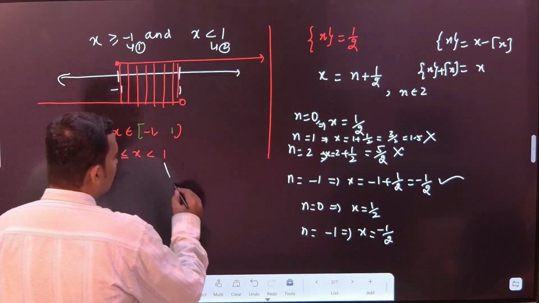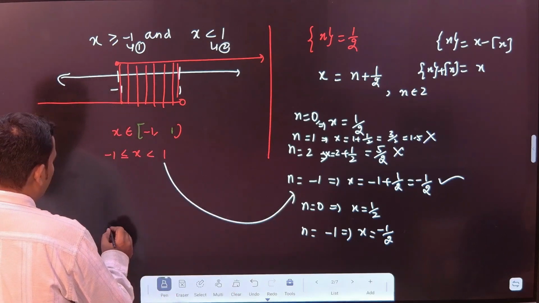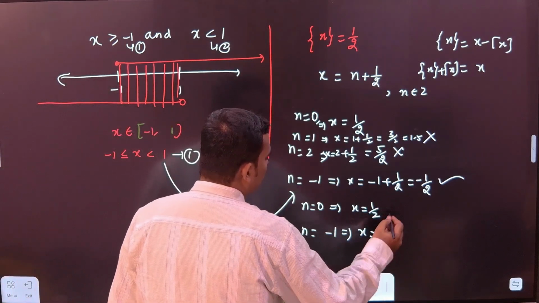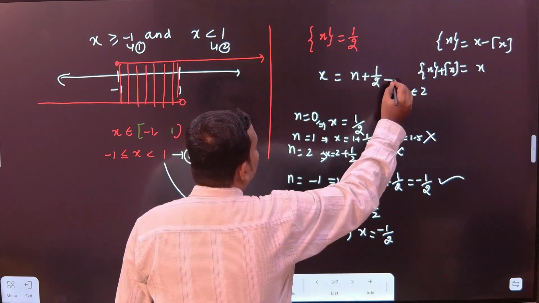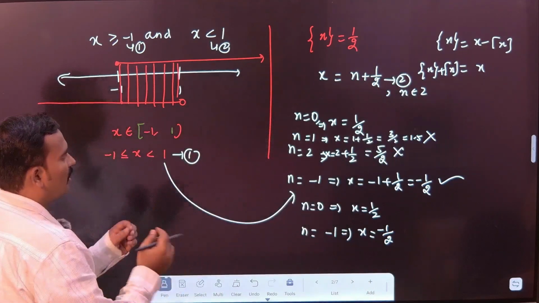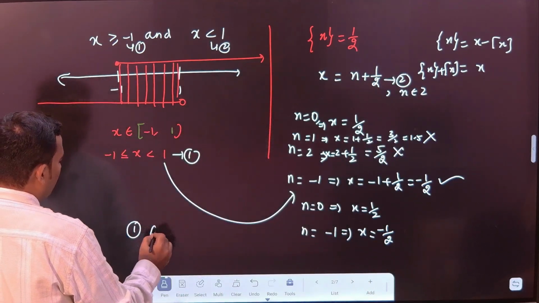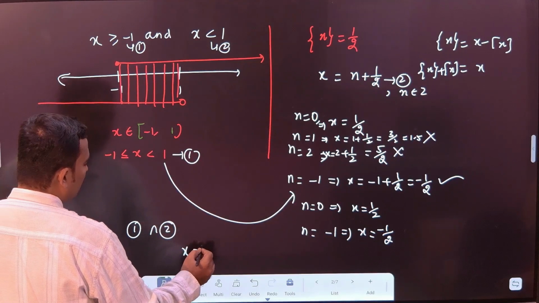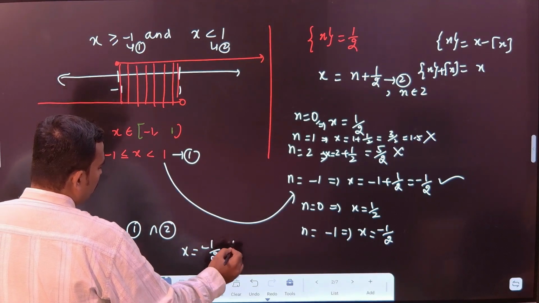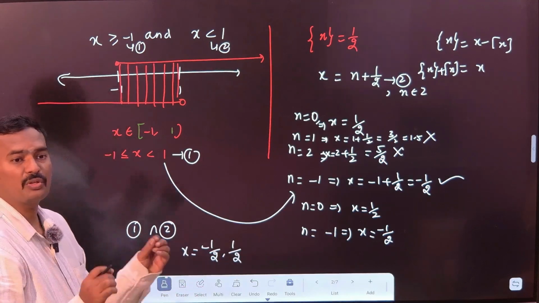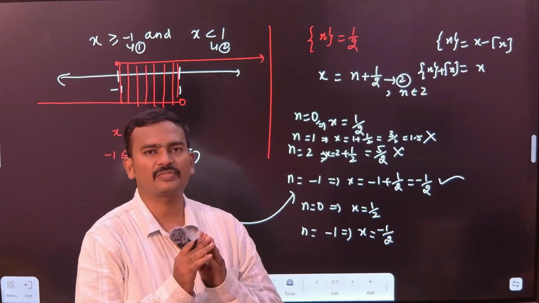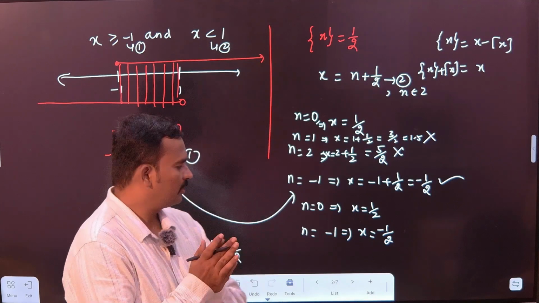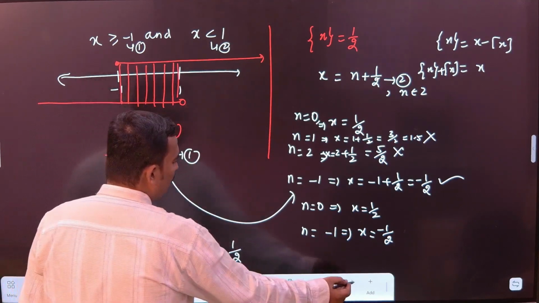You can see these two intersect. Let us take this is 1, this is 2. The intersection of 1 and 2 gives x values of -1 by 2 and +1 by 2. There are only two solutions possible that satisfy the inequalities, right? I hope everyone understands, right? So we'll go for the next question.